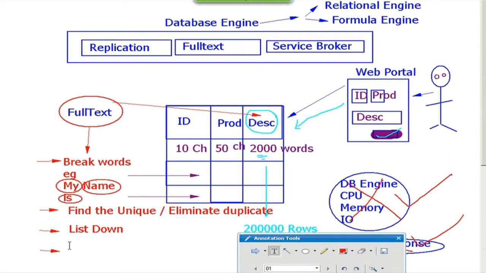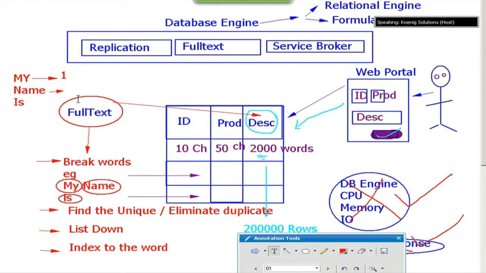It will list down all the words that it has found, and it will give an index to those words. So each and every word that it finds, it will give an index. For example, in the same example, I have "my name is". All of these have been given a particular index. I say this is 1, this is 2, and this is 3, just to give you an example. So full text will actually help you to find this.